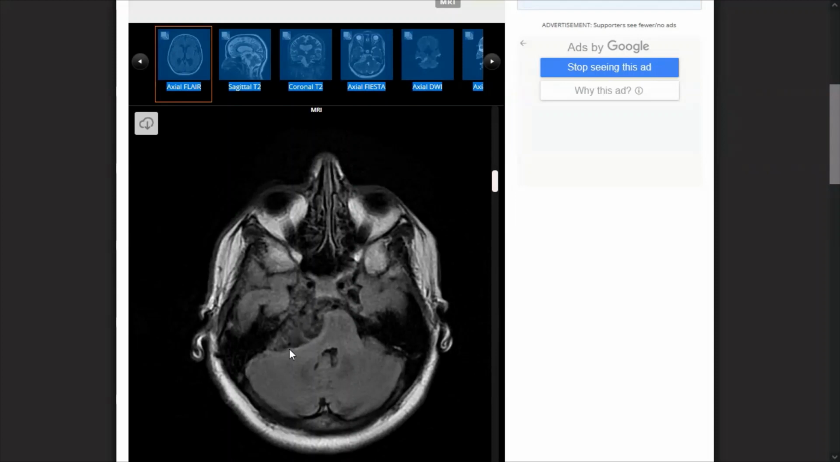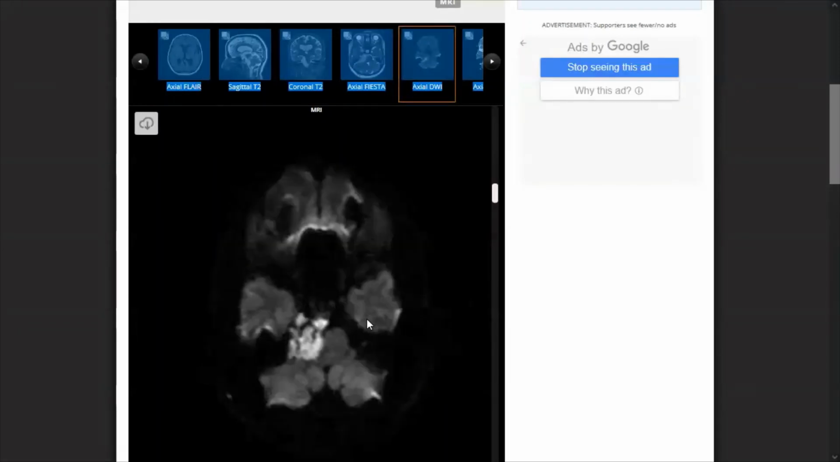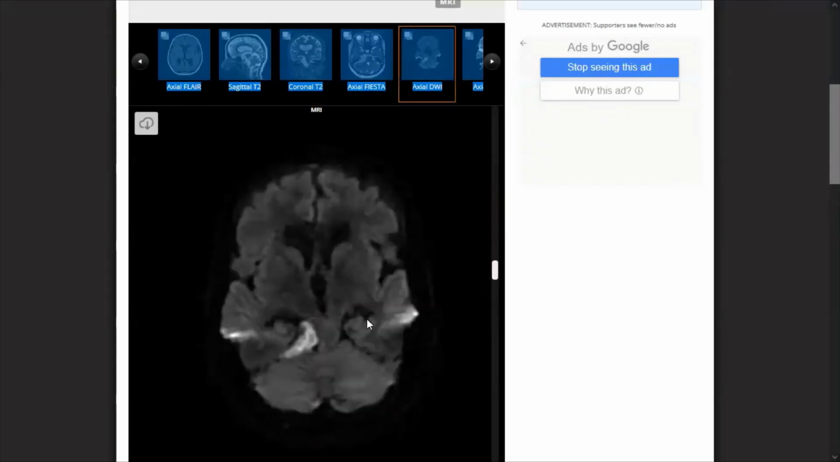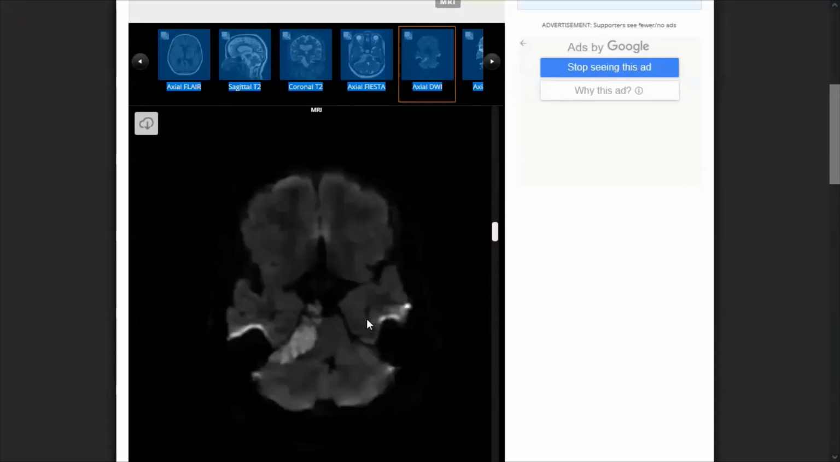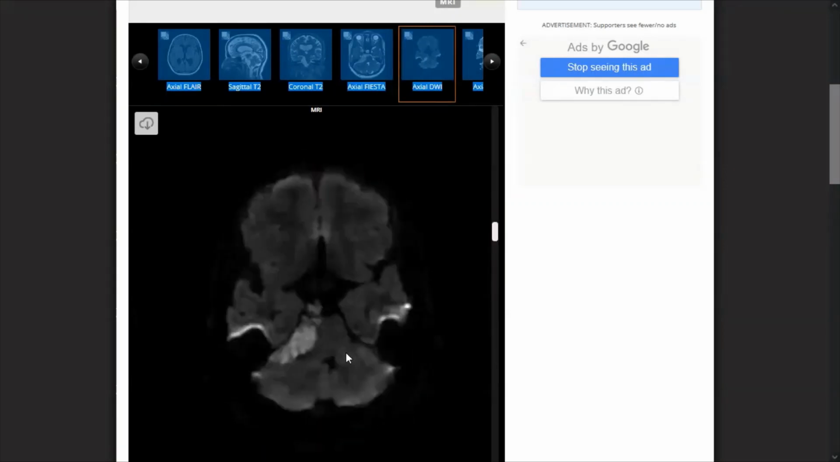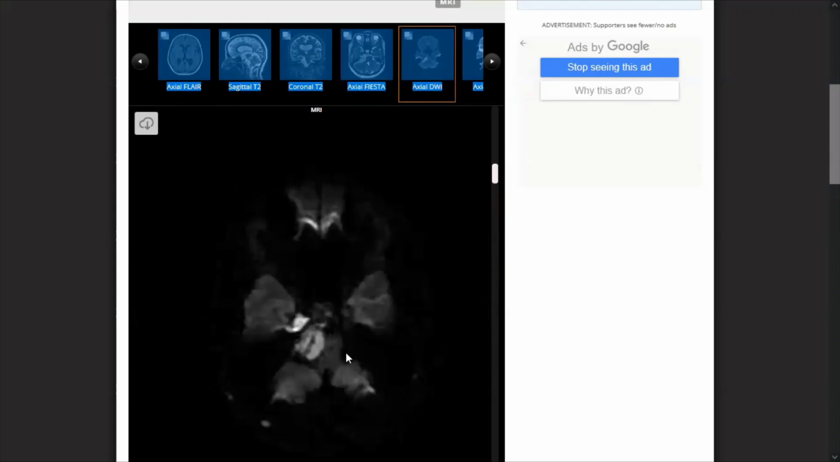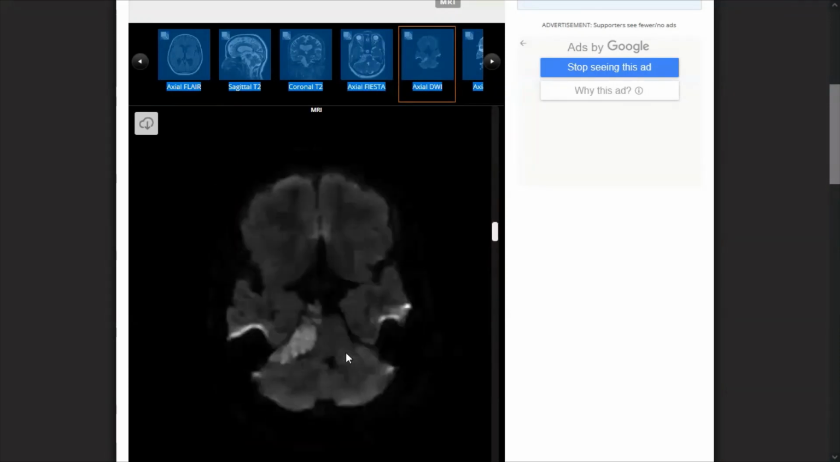The main differential for an epidermoid with hyperintensity on T2 and hypo on T1 would be an arachnoid cyst, which I can either rule out on a FLAIR image or a DWI. An axial DWI image would show enhanced fluid restriction, leading to the white signal, a hyperintense signal. So basically, you want a DWI to differentiate.